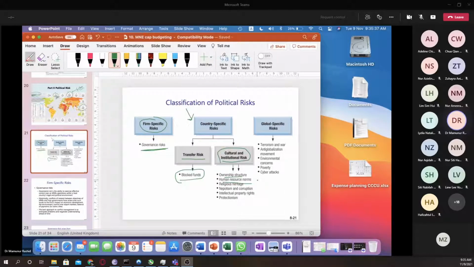Locals get to work only 5 days a week with 120 ringgit per day, and they get lunch break, lunch money, and insurance. But the migrant workers in Malaysia do not get 120 ringgit per day. They get only 50 ringgit per day. They don't have any insurance, any lunch break, or any lunch money. So that is human resource practices or norms in different countries.